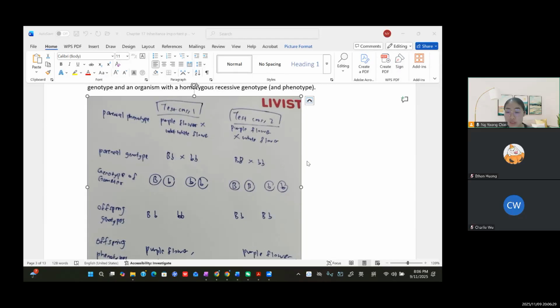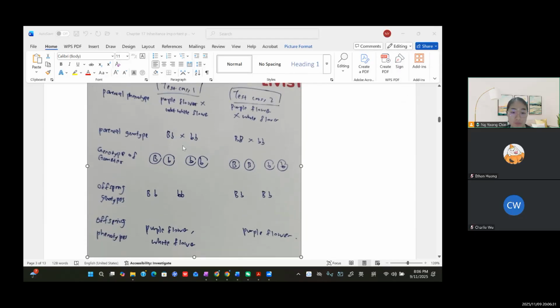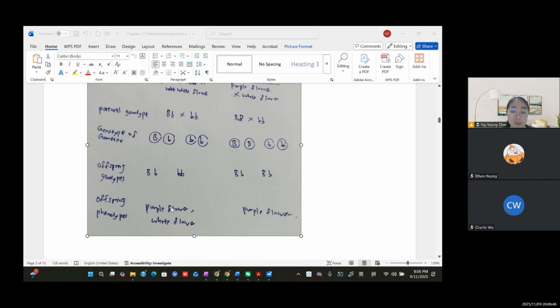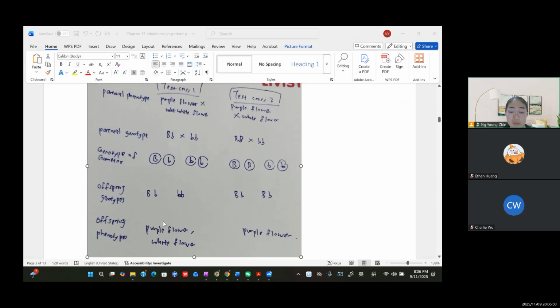Test cross, okay. You do the test cross, right? You are crossing the homozygous recessive with the heterozygous dominant alleles. So you can get different phenotype results, which is 50% of them will be purple flower, 50% of them will be white flower.